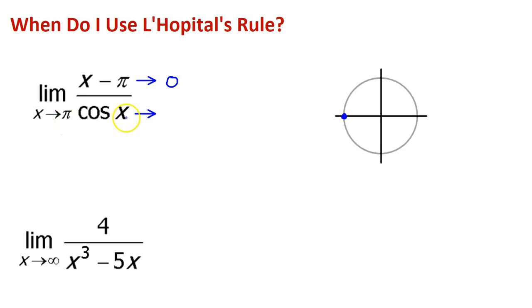If you plug in pi for x in the denominator, we have the cosine of pi. Cosine is the x value on the unit circle, and at pi radians, the x value is negative 1. So the denominator is approaching negative 1. 0 over negative 1 is 0. So that's the limit.